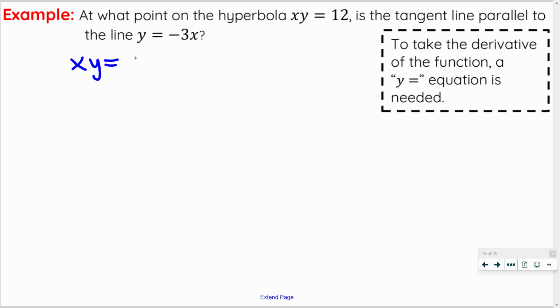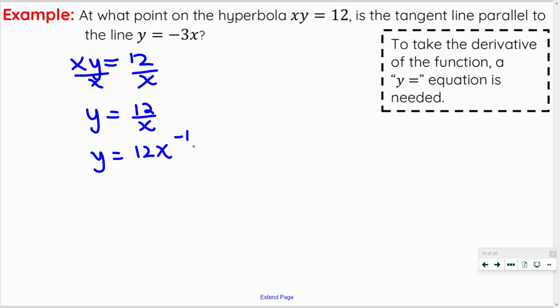So I have xy equals 12. So to get y by itself, let's divide both sides by x. So I get y equals 12 over x. Now, before I find the derivative of that, I'm going to write it using an exponent. So it's going to be 12x to the -1. So now I can find the derivative.